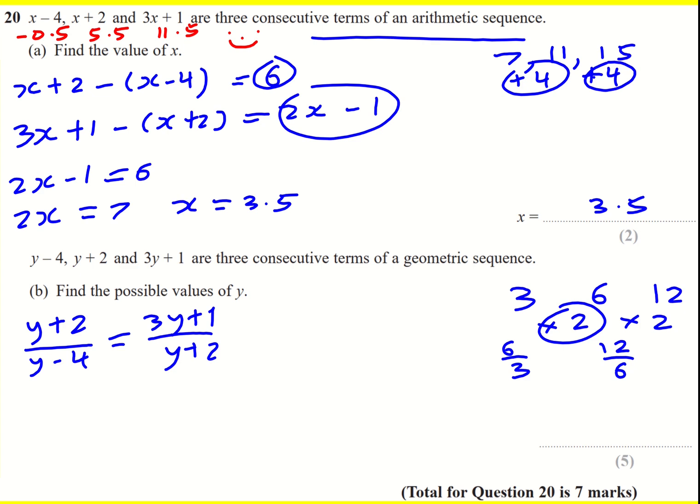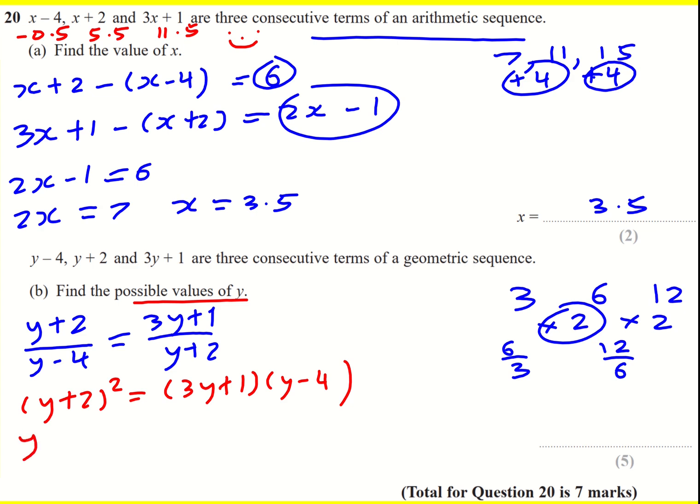And we've created an equation involving algebraic fractions. I'm going to cross multiply now. Essentially, I'm timesing both sides by y plus 2 and both sides by y minus 4. I'll get (y plus 2) squared equals (3y plus 1)(y minus 4). I'm going to end up getting a quadratic equation to solve. I think it's going to lead to two values by looking at that, from doing these before. But don't worry about that. Just go with it.